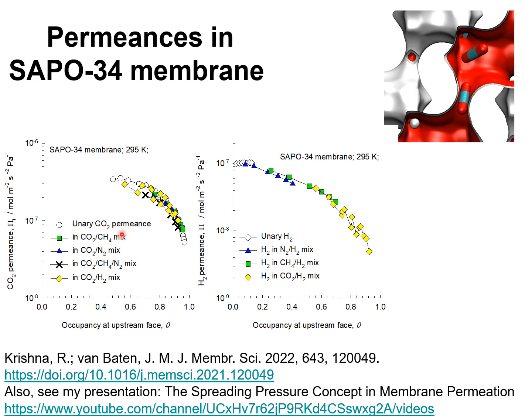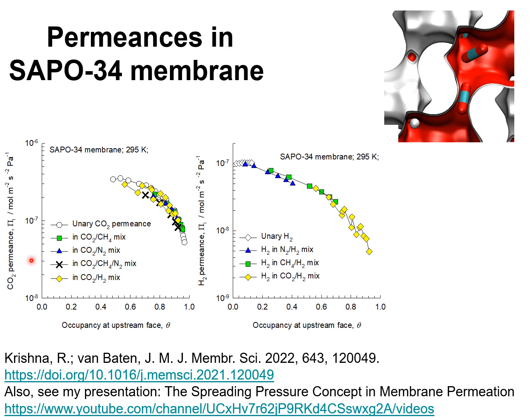Following up from the previous slide on the MD data for self-diffusivities of CO2 and hydrogen in chabazite. Let's look at experimental data on the permeances of CO2 and hydrogen in SAPO34 membrane. SAPO34 has the same structural topology as chabazite zeolite.